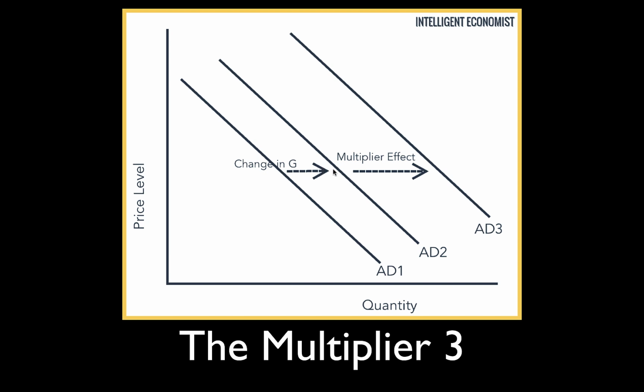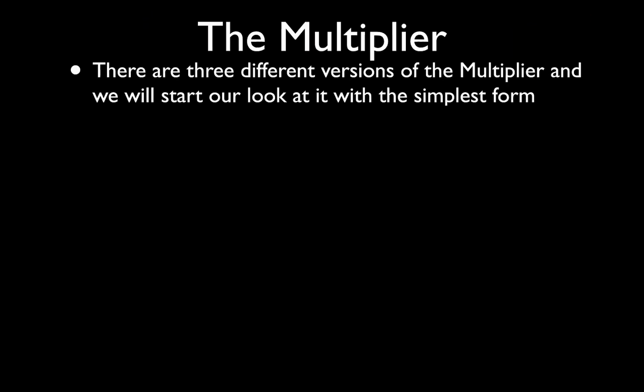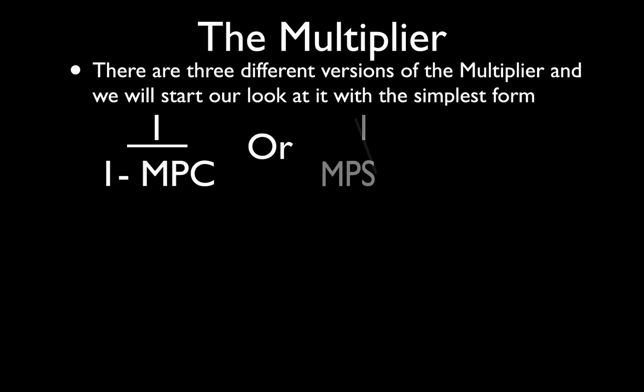So the initial injection will cause aggregate demand to shift out from AD1 to AD2, and the multiplier effect will cause it to shift out even further, from AD2 to AD3. Okay, so there are three different versions of the multiplier, and we'll start with the simplest form. The simplest form can take on two versions, and the reason is they are the same. We saw in the last video that 1 minus the MPC equals the MPS. So both of these are the same.